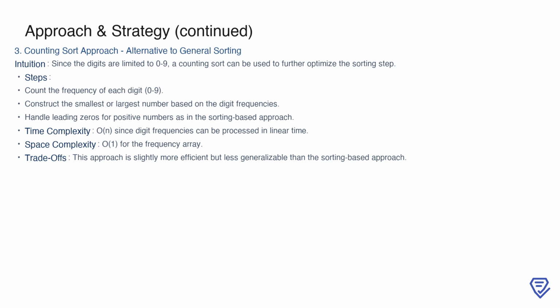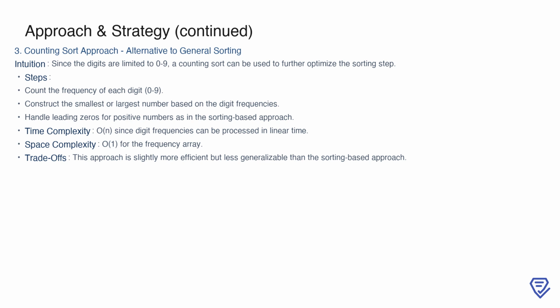An alternative to the general sorting-based approach is to use a counting sort, which can optimize the sorting process further. Since the digits in a number are limited to the range 0 to 9, we can count the frequency of each digit instead of relying on a comparison-based sort. Using these frequencies, we can directly construct the smallest or largest number based on the problem's requirements.